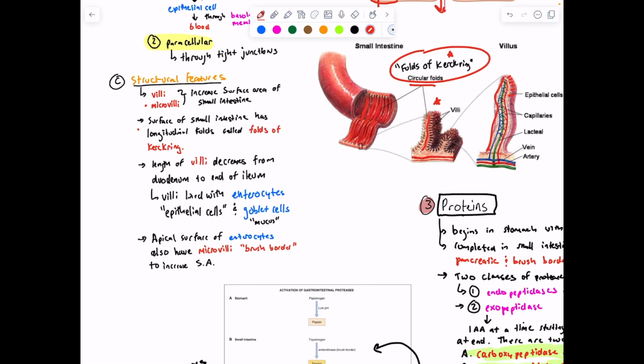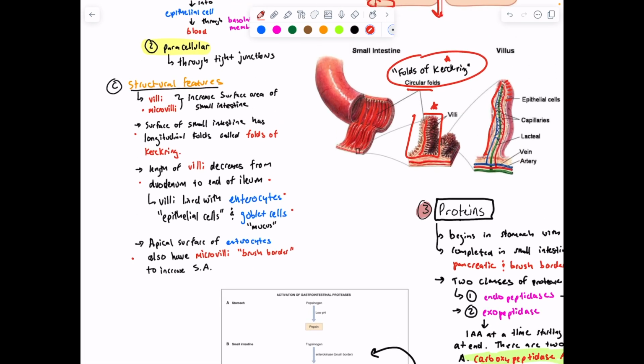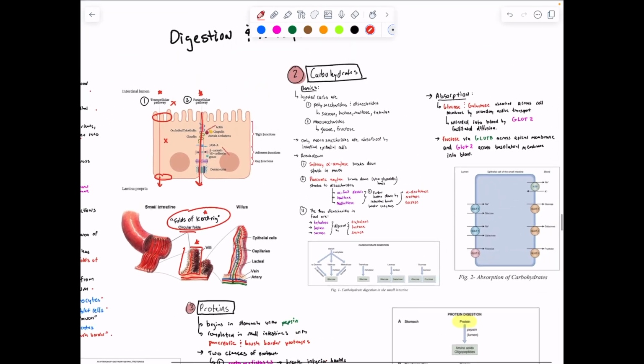The length of these villi is going to decrease from the duodenum to the end of the ileum, aka the end of the small intestine, and the villi are lined with the enterocytes, those epithelial cells, and goblet cells for the secretion of mucus, which again protects us from acid. Then the apical surface of the enterocytes has the brush border microvilli to increase surface area, as we already said. So that's the basics, at least in terms of structures.